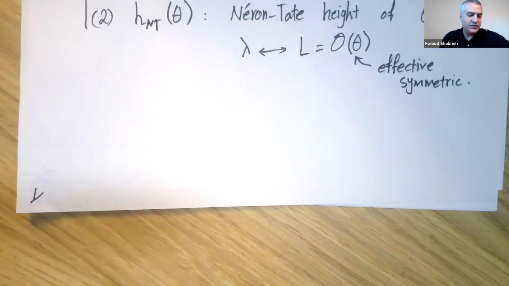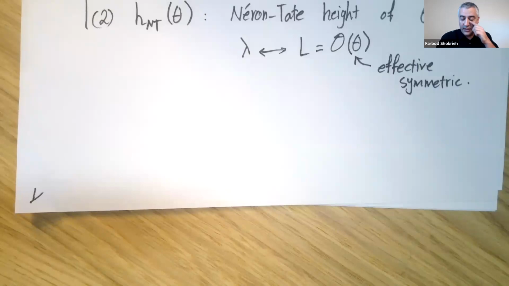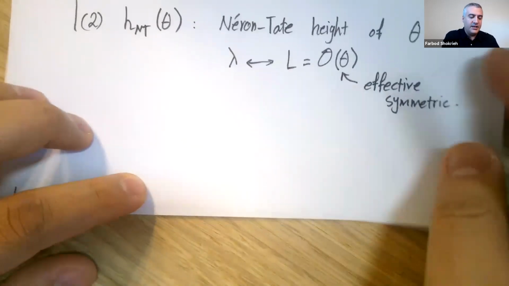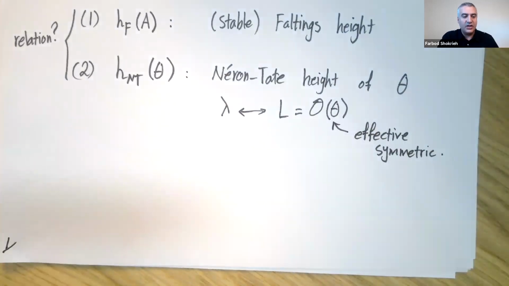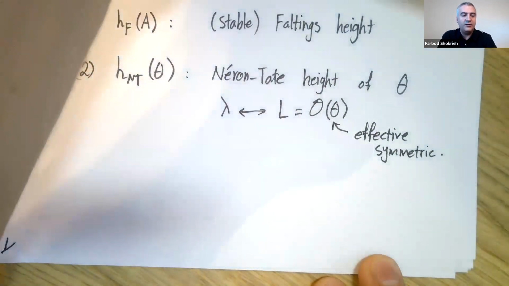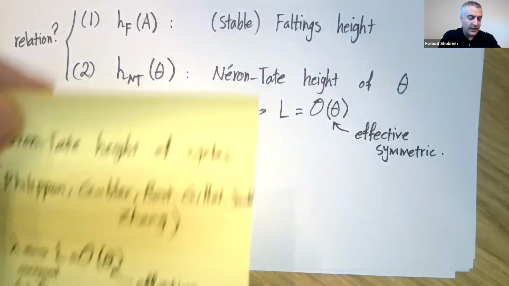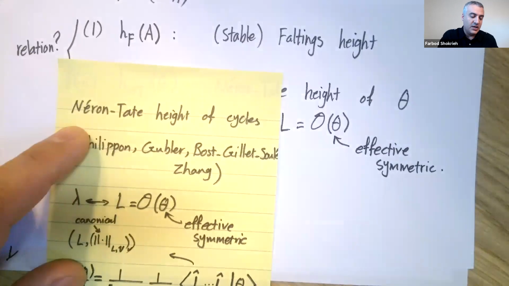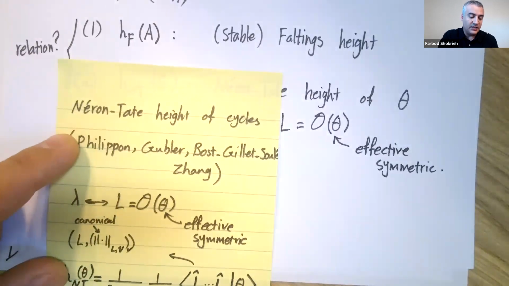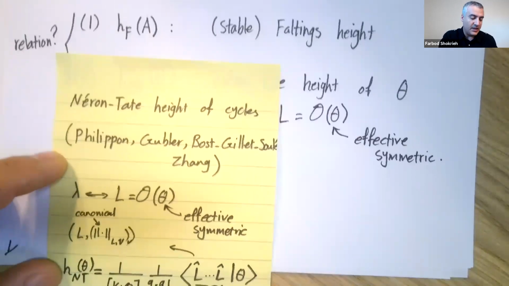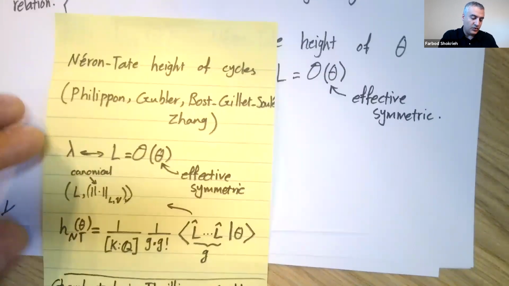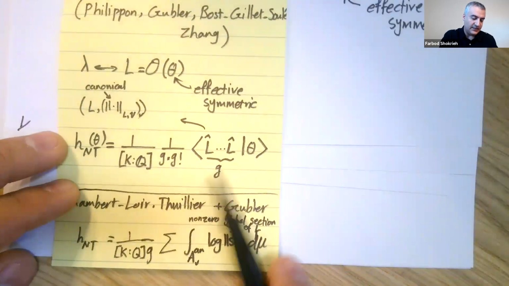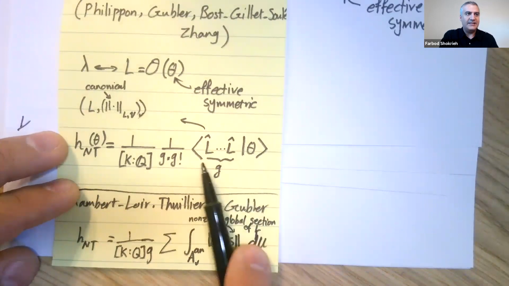And then for the Néron-Tate height, the second number, I imagine if you have heard of the word height, you know height of points on abelian varieties, Néron-Tate height of points. But there is a general theory due to Philippon, Gubler, Bost, Gillet, Soulé, Zhang, and among other people, that you can actually attach height to cycles, higher dimensional cycles. And this is what I'm going to do. So the definition more or less very quickly is that it's some kind of a self-intersection number.